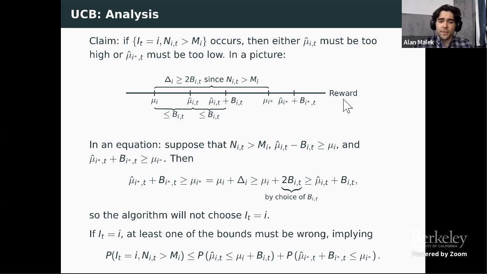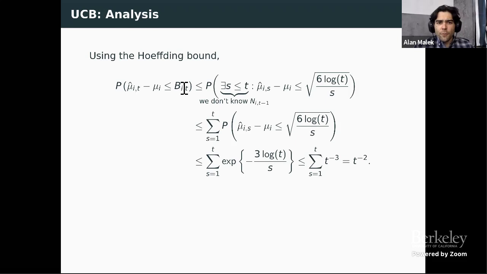So that's this inequality. If we pick this arm, then either the mu hat_i confidence interval is incorrect, or the mu hat_i* confidence interval is incorrect. And we can bound both of those just using simple algebra. Unfortunately, this b has an n_i(t), which is a random variable, so we can just take a union bound over it. We add them up, we shove this expression into our Hoeffding bound, do some algebra, and get out t to the minus two. And a similar thing holds for the mu hat_i* case.